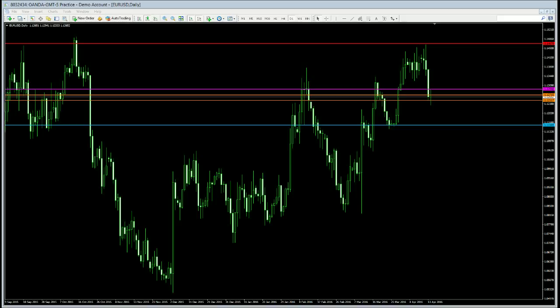Okay, so let's begin with EURUSD. As you can see, I have some lines here. I will explain each of them in a moment, because I drew them today on this chart just to show you the resistance and support levels that I like.